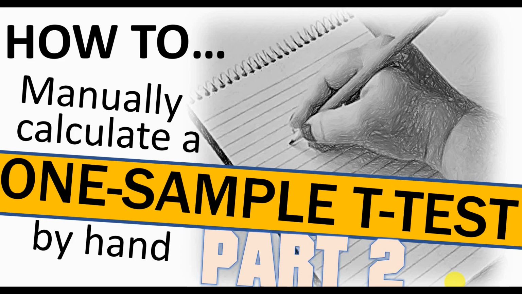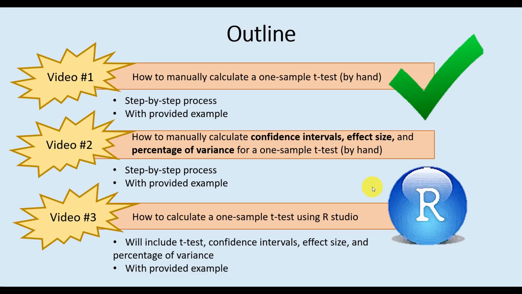All right, hello everyone. This is John again, and this is now part 2 on how to manually calculate a one sample t-test. In the first video, the last video, I showed you how to manually calculate a one sample t-test by hand using a step-by-step process with a provided example. In this video, part 2, we're going to continue with the same example and the same t-test results.